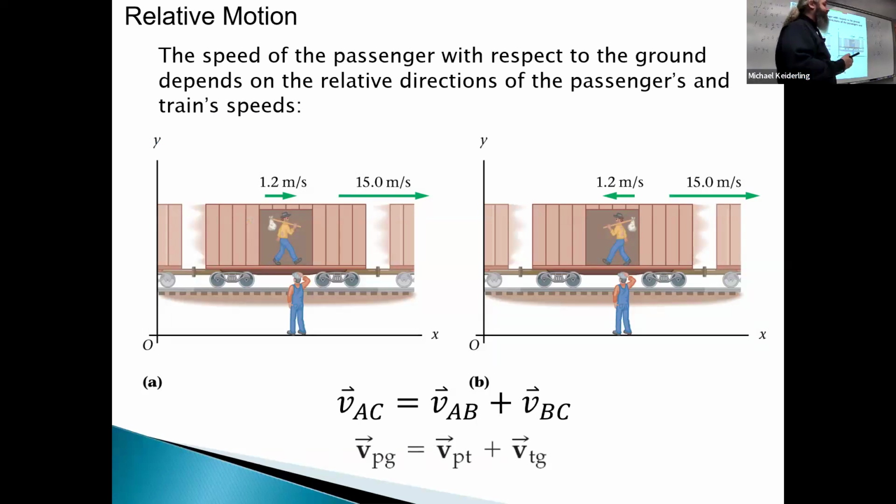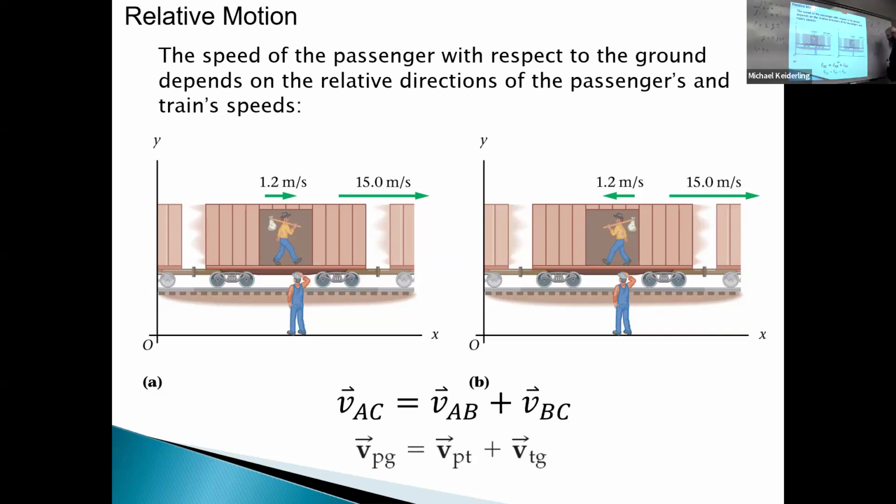Now, sometimes we want to talk about relative motion. We want to talk about motion from different points of view. So here's an example. We have a train moving at 15 meters per second and a guy on the train moving at 1.2 meters per second relative to the train. From his point of view, he's moving at 1.2 meters per second. We want to figure out the speed of that passenger who's walking at 1.2 meters per second as the train moves at 15 meters per second relative to the ground. What speed does the guy on the ground see?